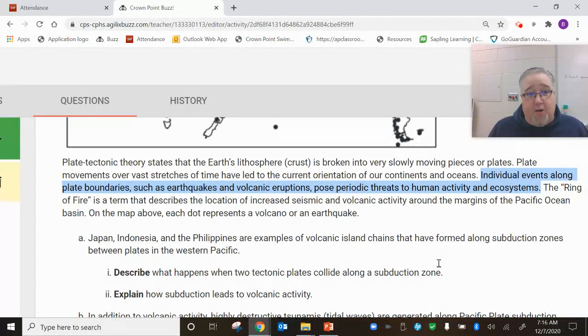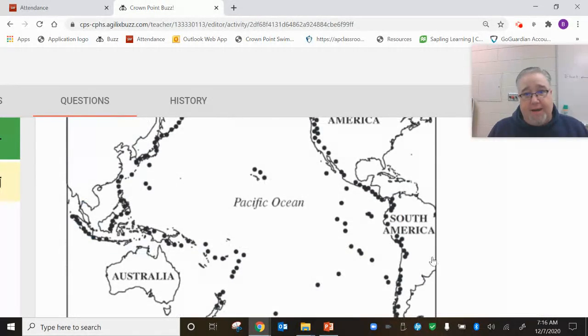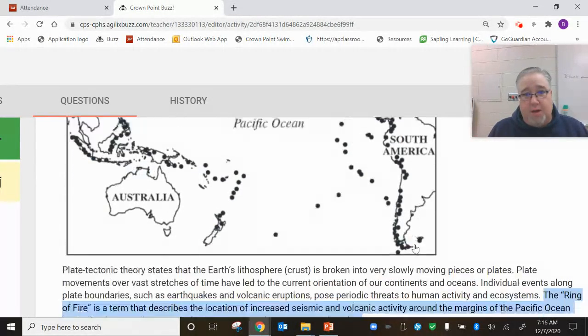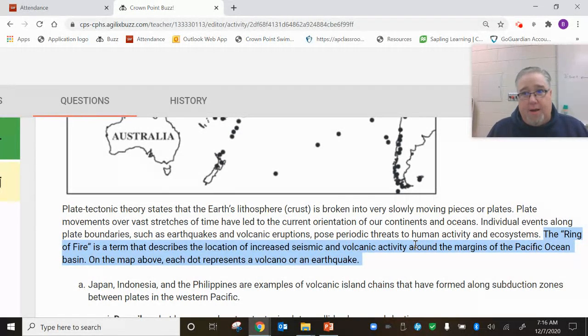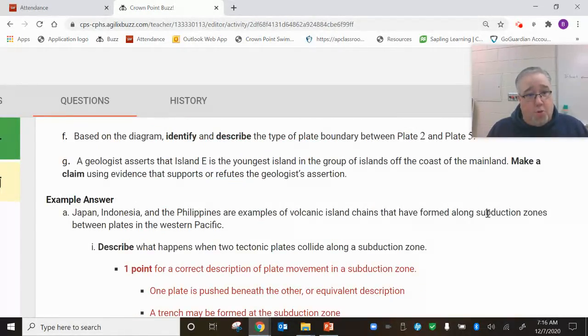It says the Ring of Fire is a term that describes the location of increased seismic and volcanic activity around the margins of the Pacific Ocean basin. On the map above, each dot represents a volcano or an earthquake. So make sure we know what the Ring of Fire is, around what ocean it occurs, and what all those points are referring to. They're either volcanoes or a source of seismic activity that can create an earthquake. All right, so let's go to the question. Let's scroll down here. Question one, or letter A.